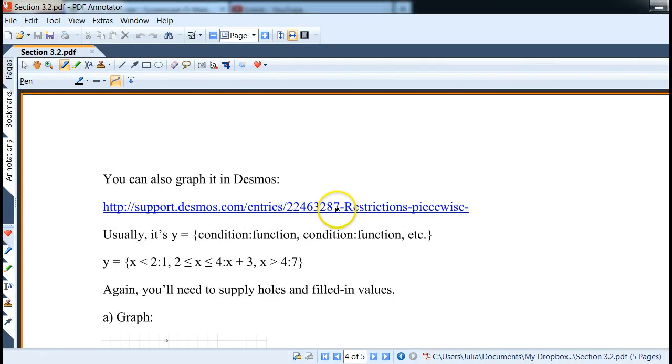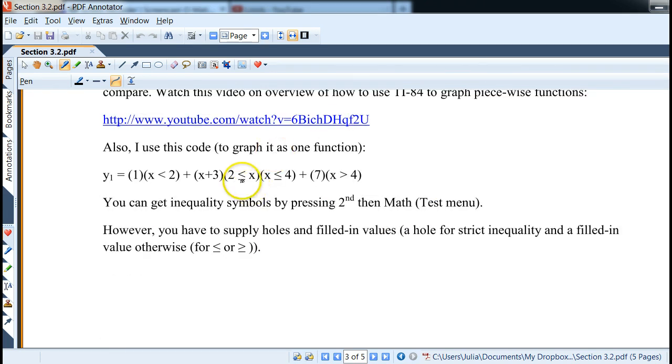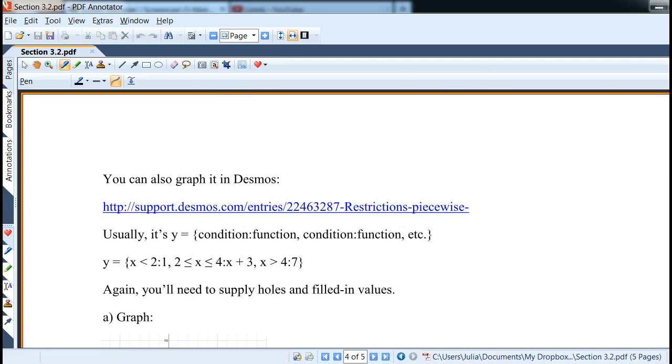You can also graph it on Desmos if you prefer that. Sometimes I do because it's easier to see. You can do the condition first, then a function, condition, then a function, condition, and so on. Notice how on TI, the conditions, these two, you have to break them up. If you keep them together, you probably get a different function, so you have to break up the continuous x's between 2 and 4. But with Desmos you do not have to. That's kind of a nice thing.